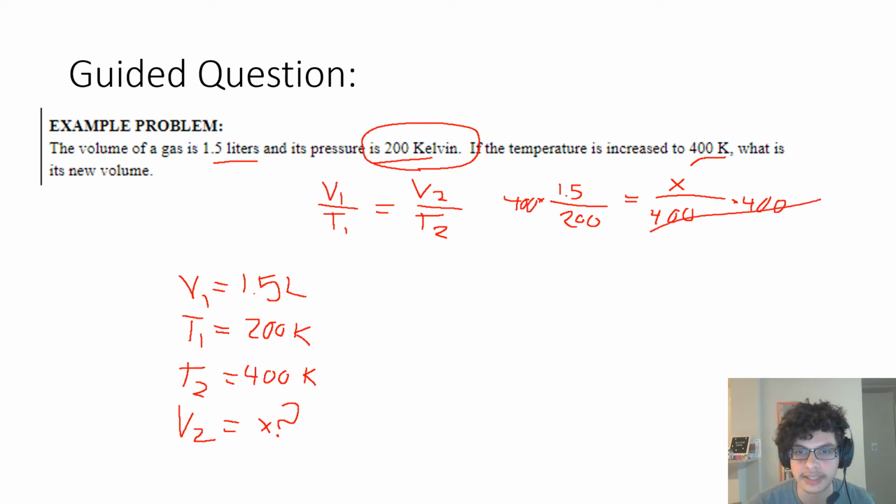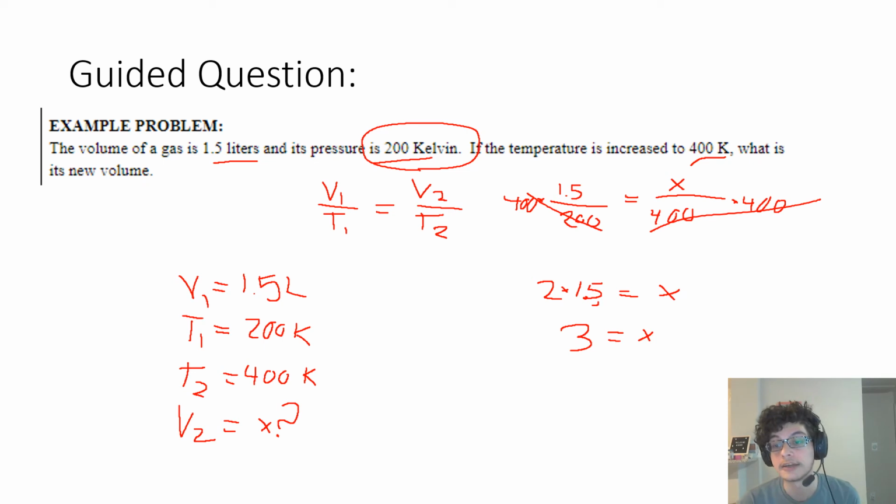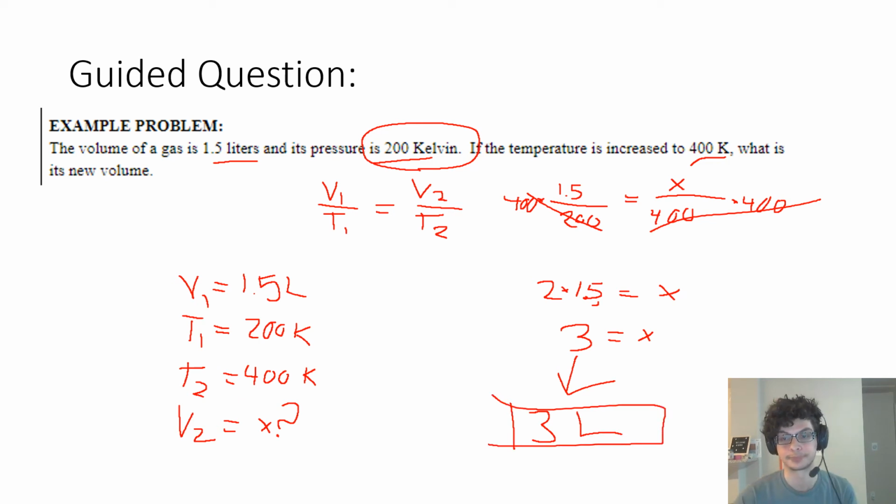Cancel out the 400 on the right side. So 400 divided by 200, we can already cancel a lot of that out. So it's going to simplify to 2 times 1.5 is equal to X. So 2 times 1.5 is 3. And you do not forget your units on your final answer. That is 3 what? 3 liters.